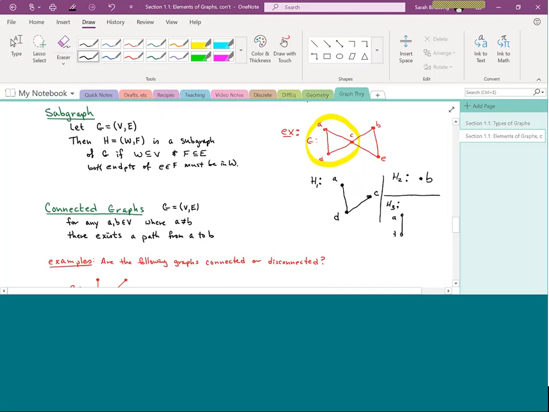AD and BE. And if you wanted to be really annoying to your readers, maybe you actually included all the original vertices, but only those last two edges.